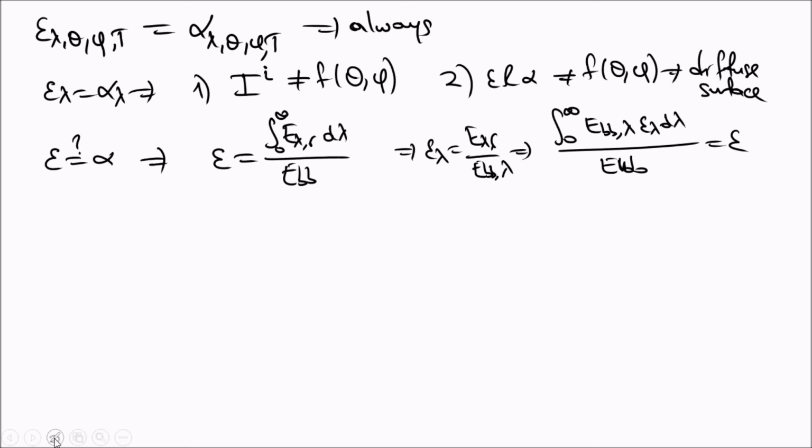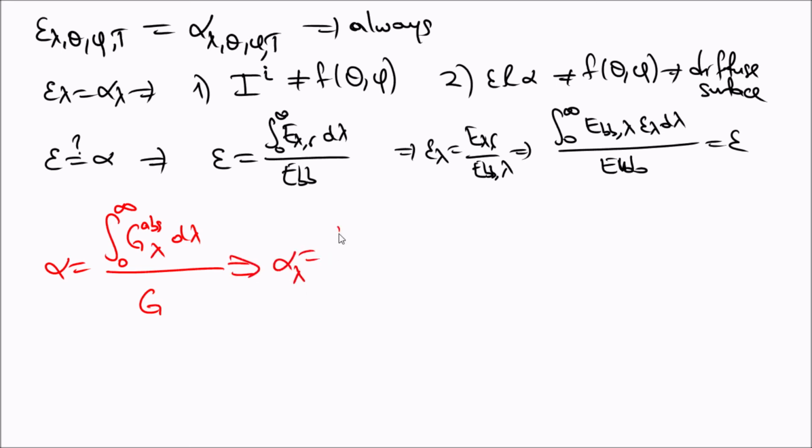Now comes the definition of alpha. Alpha is the absorbed radiation, the irradiation that falls on the body, integrated d lambda from 0 to infinity, divided by the overall irradiation. Again I can introduce alpha lambda, equal to G lambda absorbed divided by G lambda itself. Then it will be that the integral from 0 to infinity of G lambda alpha lambda d lambda, divided by G, should be equal to alpha.